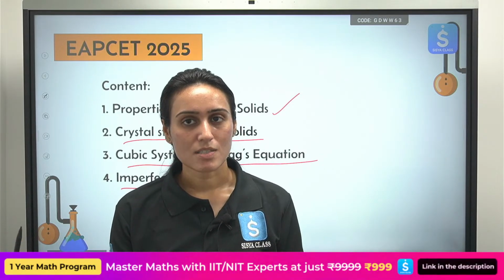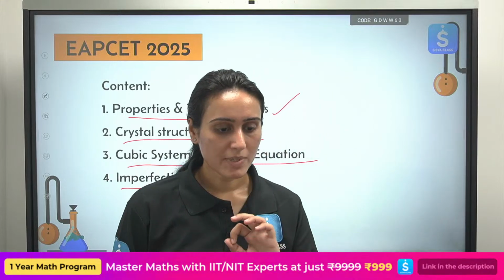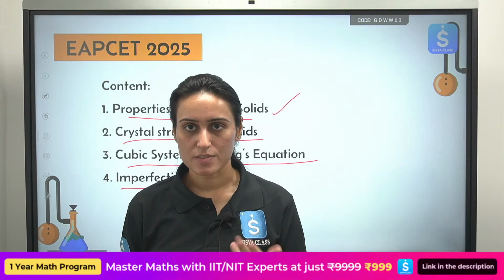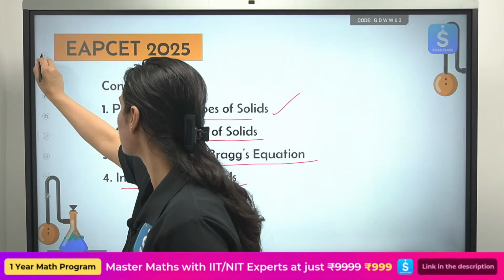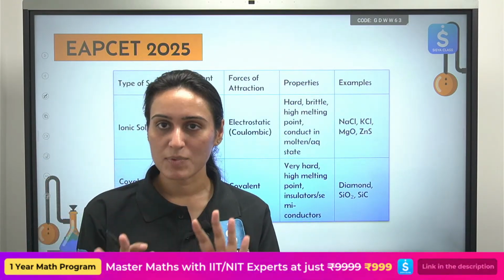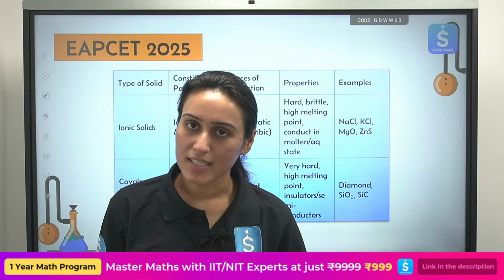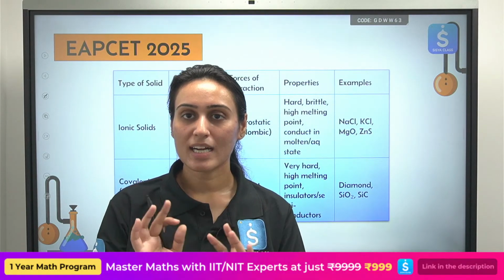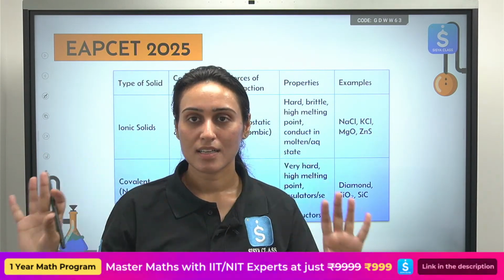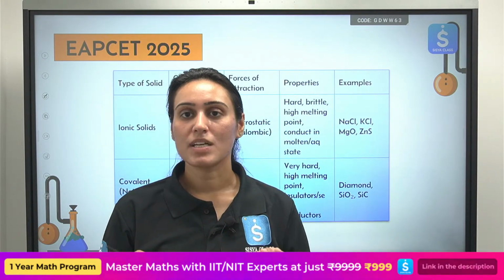Okay, so let's begin, everyone. Let's start with the first part. Properties and types of solids. Okay, so see, we have everything in a tabular form. You can take a screenshot or you can write it down and then you can revise it, so that everything is in one single place in a tabular form. It is much easier to remember.